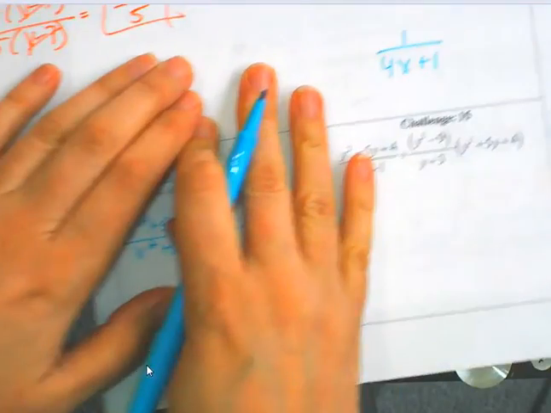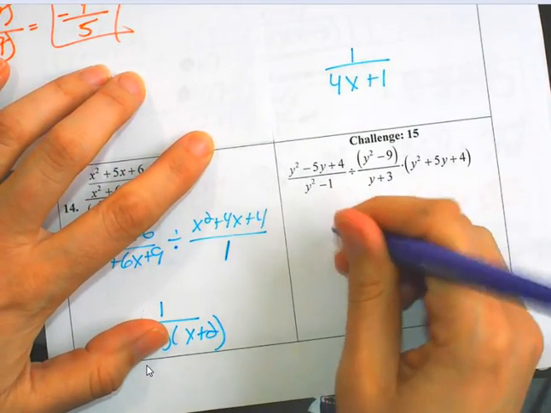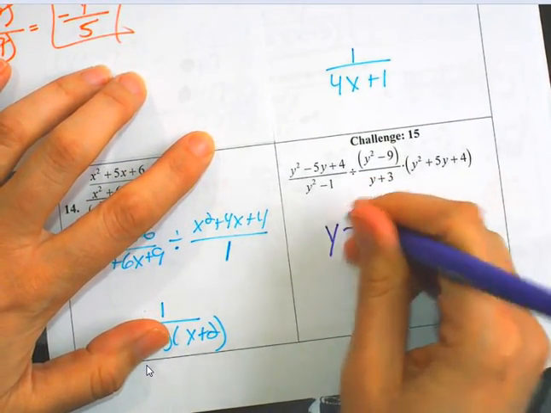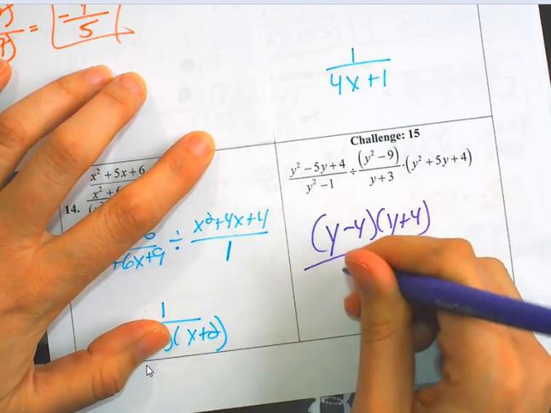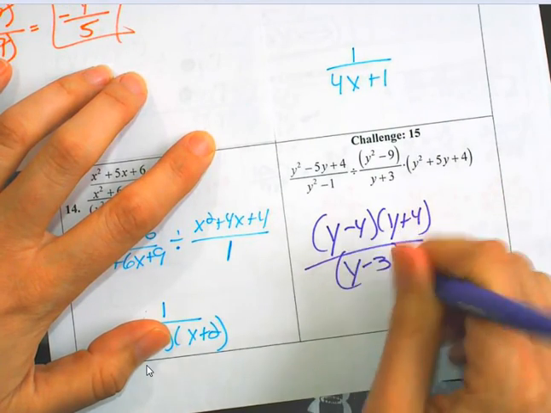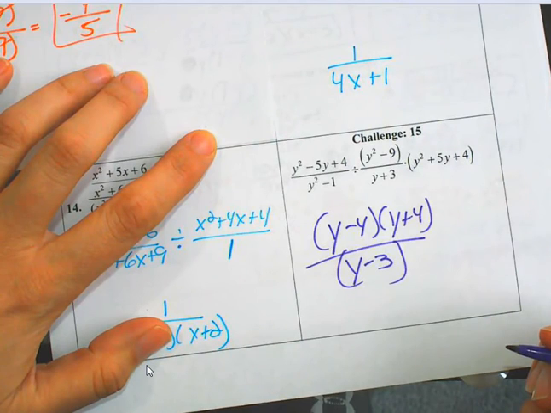And if you want to do the challenge problem, your final answer should be (y minus 4)(y plus 4) over y minus 3.